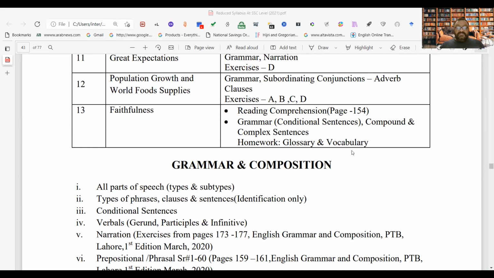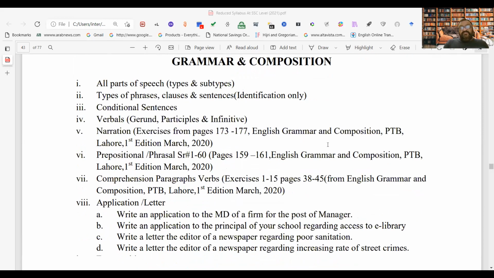Grammar, conditional sentences, compound and complex sentences, homework, glossary, and vocabulary for this section of 13 lessons. In all lectures, we will give you the notes. But for grammar and composition, we have: number one, all parts of speech, types and subtypes; number two, types of phrases, clauses, and sentences, identification only; number three, conditional sentences; number four, verbals: gerunds, participles, and infinitives.